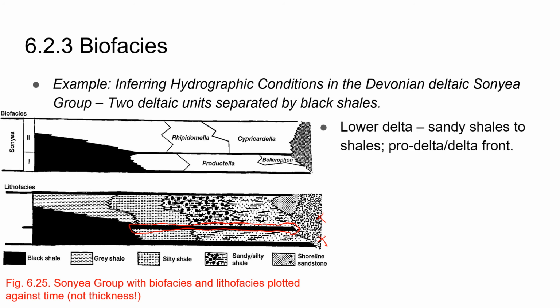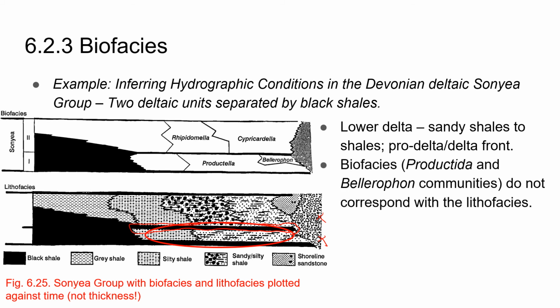Now, if you look in that lower delta deposit, again, sandy shales, pro-delta, delta front type environment. However, the biofacies corresponding immediately above, which is predominantly made of brachiopods like Protectida and Bellerophon mollusks, don't correspond with the lithofacies. Notice where our Protectella and our Bellerophon biofacies are compared to the differences in the lithology. So our lithologic changes predominantly in this lower facies are over here, and here's the separation between our biofacies. They're not lined up very well.